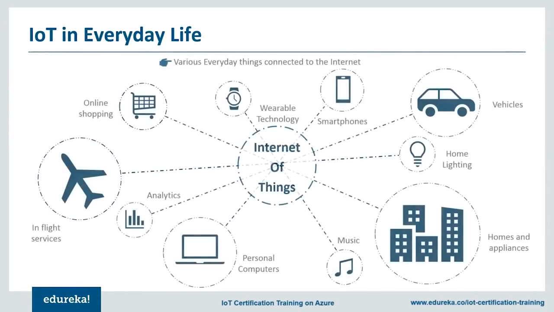IoT can connect your Fitbits to your vehicles, from your smartphones to your in-flight services, from home appliances like your ACs to whole entire cities. Maybe this is what Kevin Ashton meant when he spoke of this concept where every area, sensor, man and machine could be connected to one another. So I hope you all are with me till here.